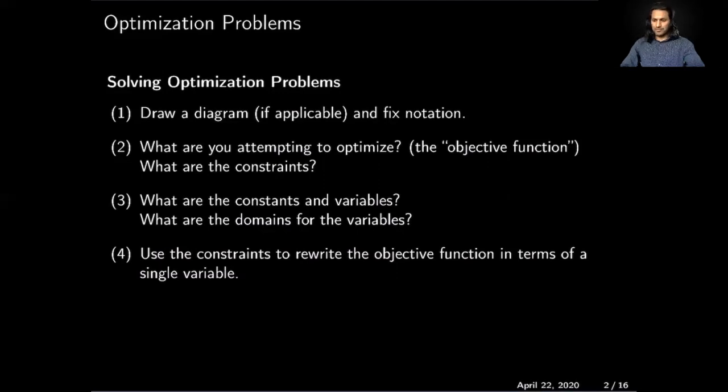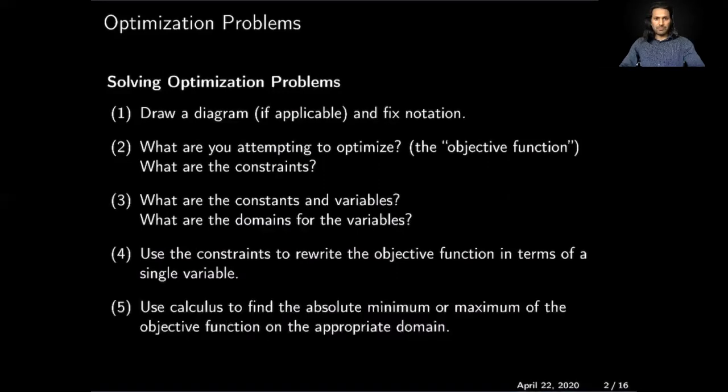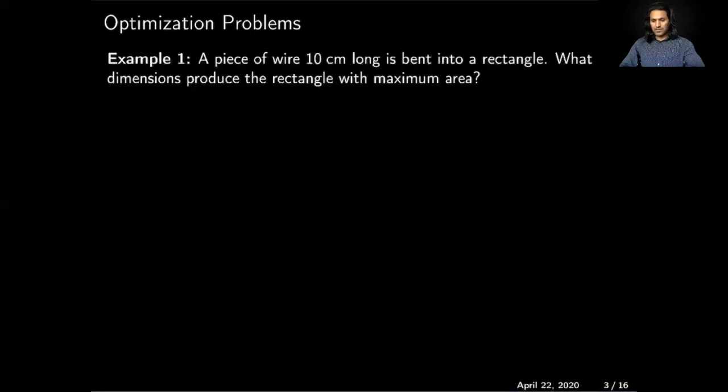Once we have a single variable function, we will use calculus to find the absolute maxima and absolute minima of the objective function on the appropriate domain. So these are the five steps which we will try to do in each problem. And also, please, there are some videos on absolute min or absolute max. Please watch those before you watch this video. So let's start with our first example.